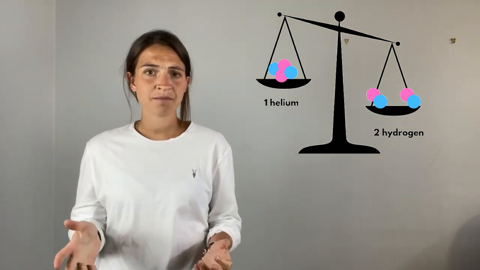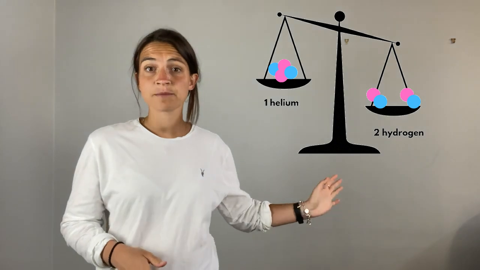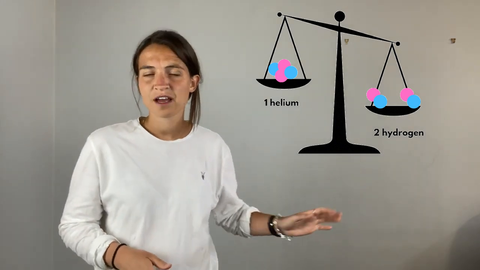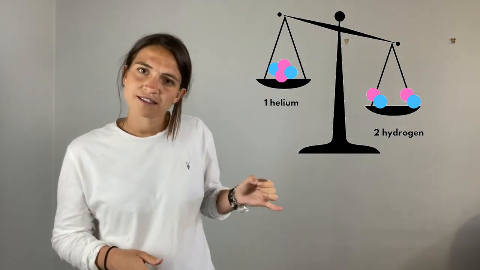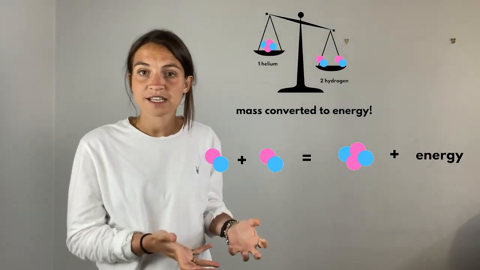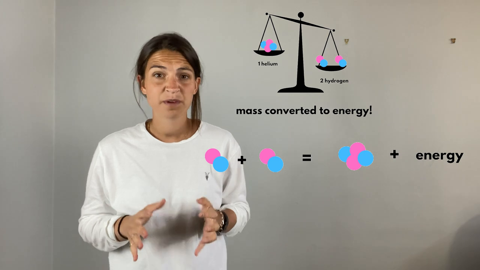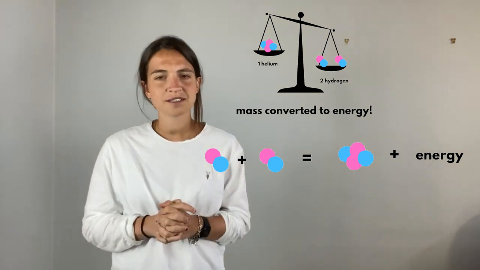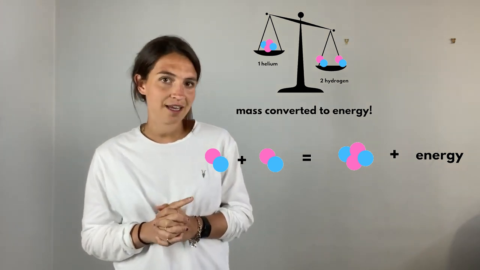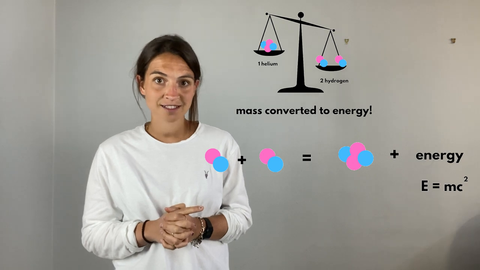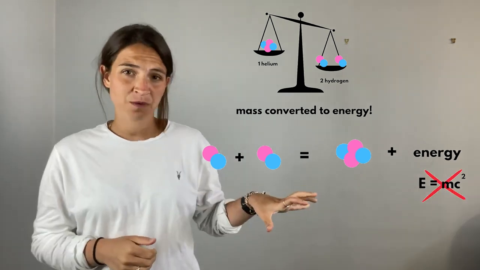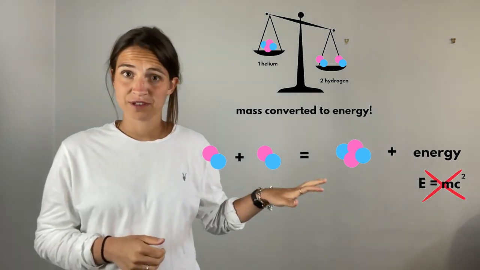So what happened to that mass? It hasn't just disappeared off into the ether. What's actually happened is that mass has been converted to energy, which I know sounds very bizarre, but it's true. And it's where the infamous equation E is equal to mc squared comes from. You don't need to worry about Einstein's equation for your exams.